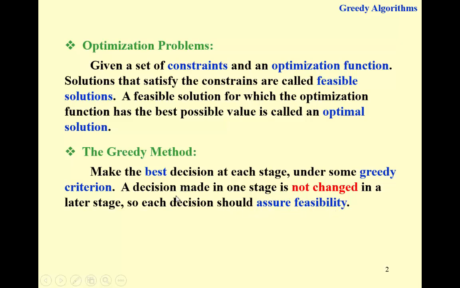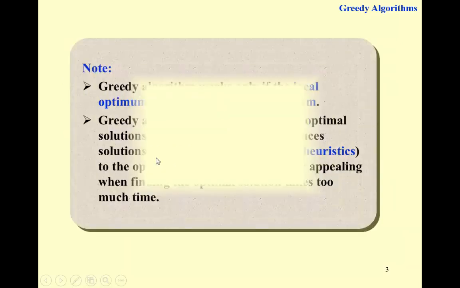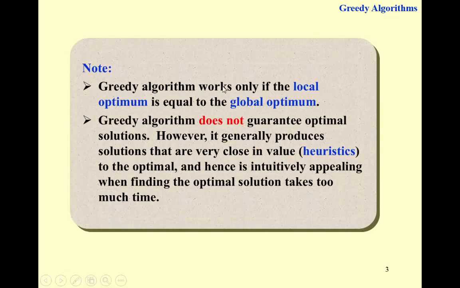So basically, greedy method is quite simple and works this way. So first of all, we're going to solve a problem step by step or stage by stage. And secondly, we try to be greedy at each stage. But be careful here. Greedy algorithm works only if the local optimum is equal to the global optimum, and greedy algorithm does not guarantee optimal solutions.